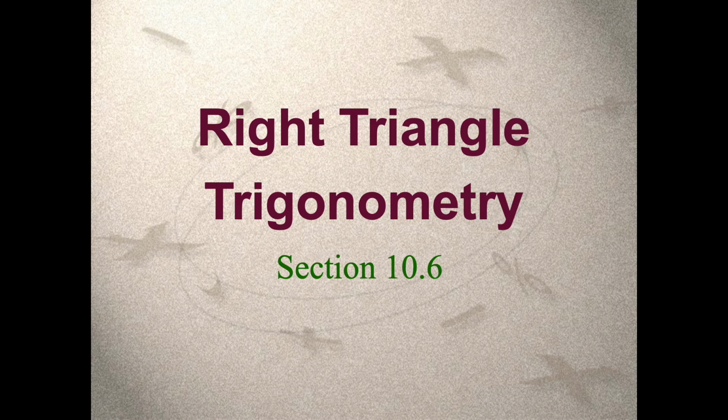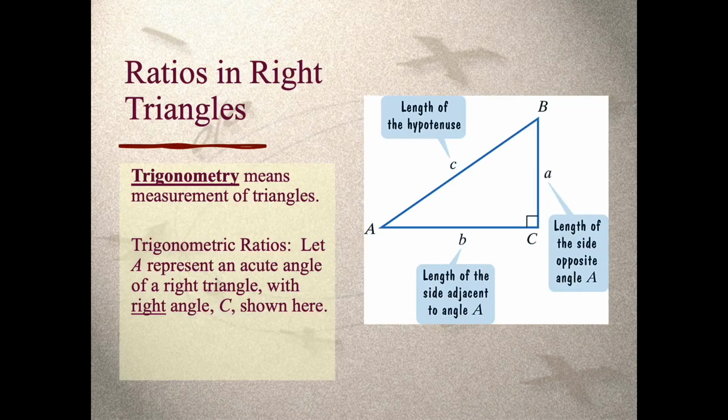We've also talked about the Pythagorean theorem, a squared plus b squared equals c squared. This theorem is really helpful if you're looking for a missing side of the right triangle. But what if you don't have enough information? Or what if you're trying to find the angle inside of the triangle? That's where trigonometry comes in. So your first fill in the blank is: trigonometry means measurement of triangles.